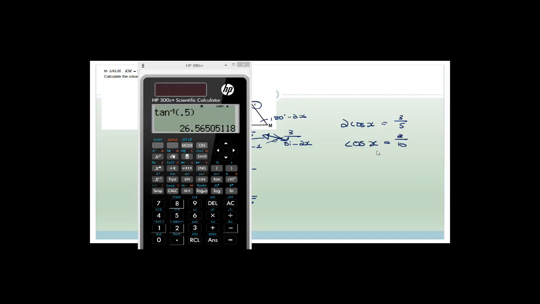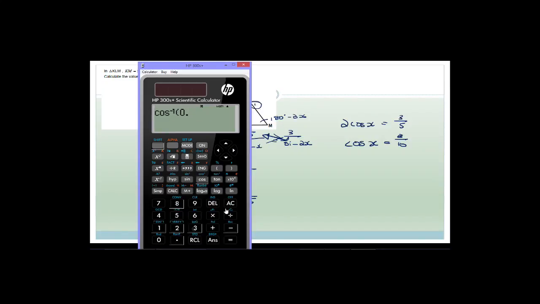Right, and now we just get out our calculator. Shift cos of 0.3, close bracket, equals. And we get 72.54 degrees. So x is equal to 72.54 degrees. Okay, but do you remember that there is a reference angle? Let me just check if I've got this right. 5 over 2x sine 2x is equal to 3 over sine x. Oh, that's where I made my mistake. Oh, sorry guys, silly mistake.